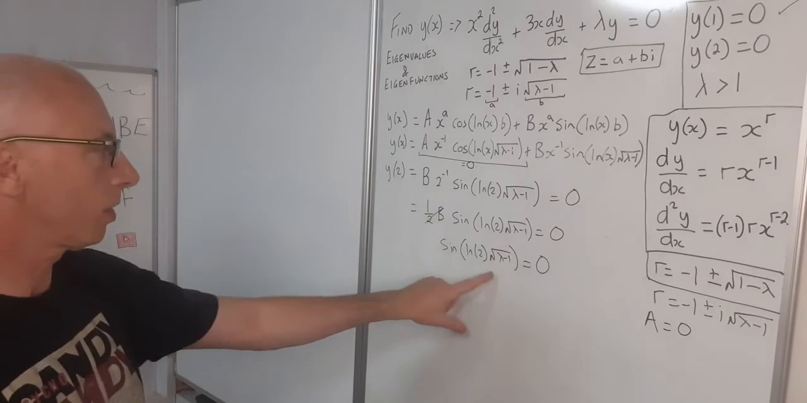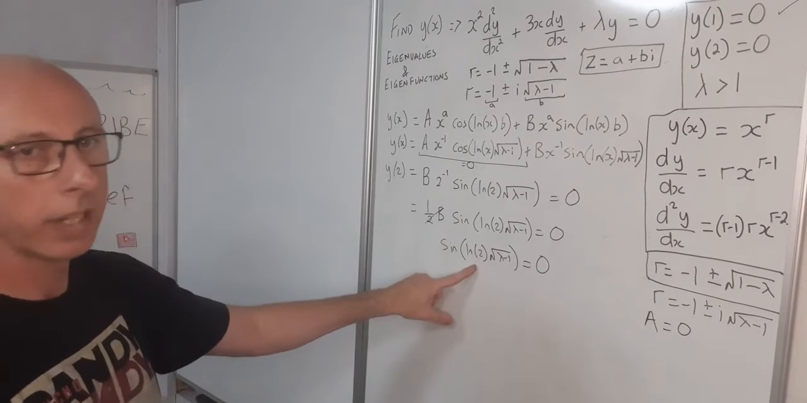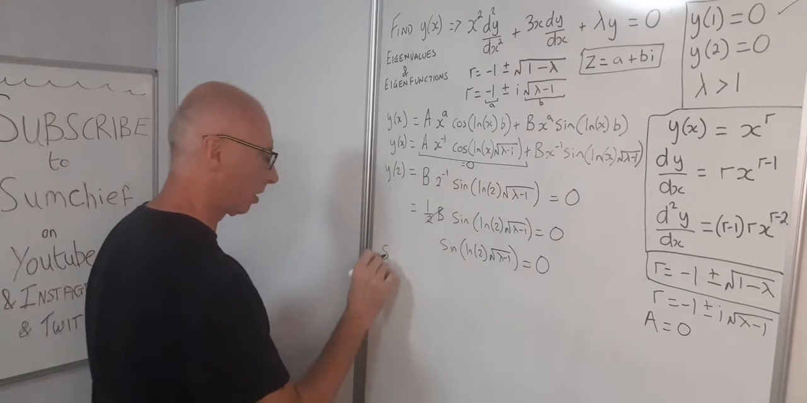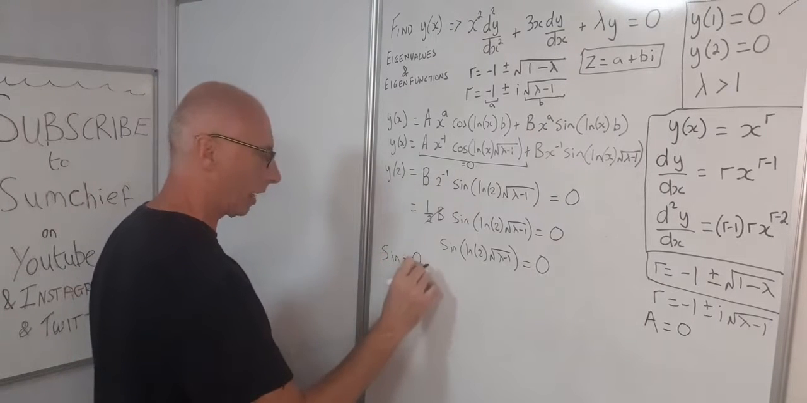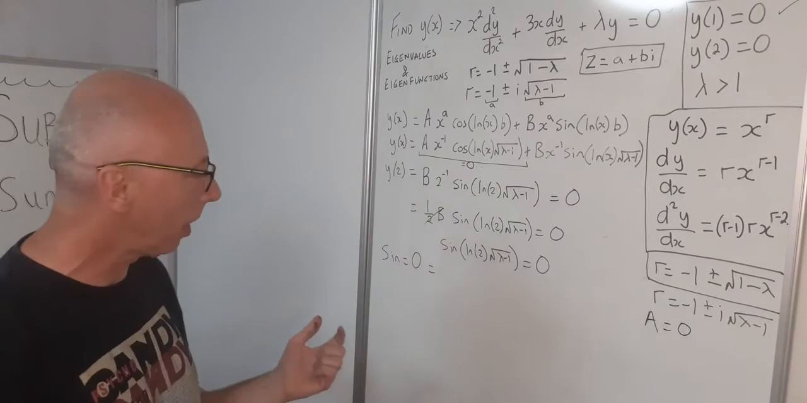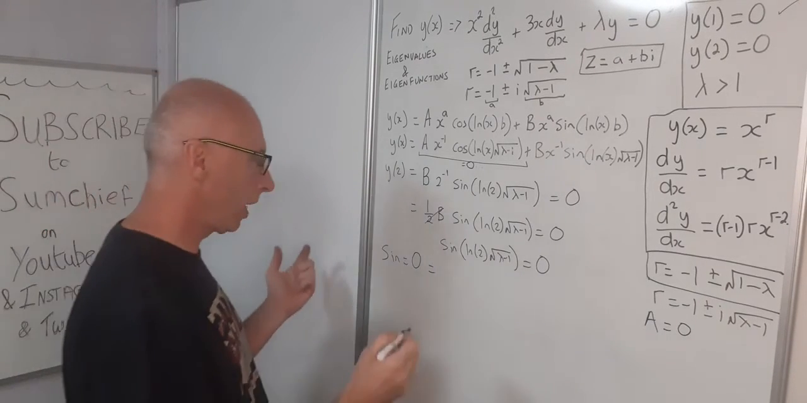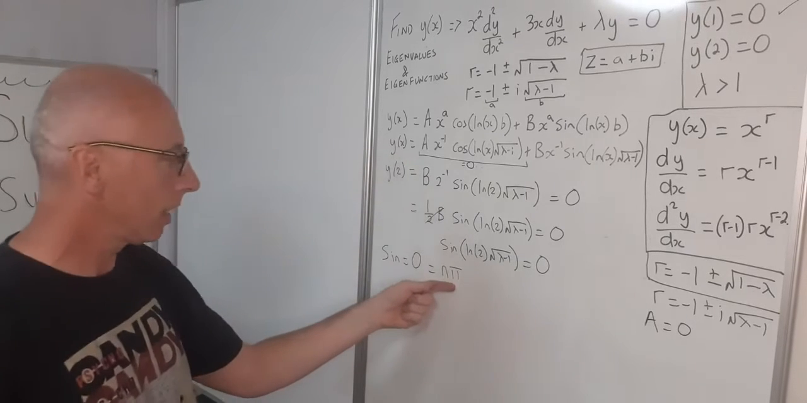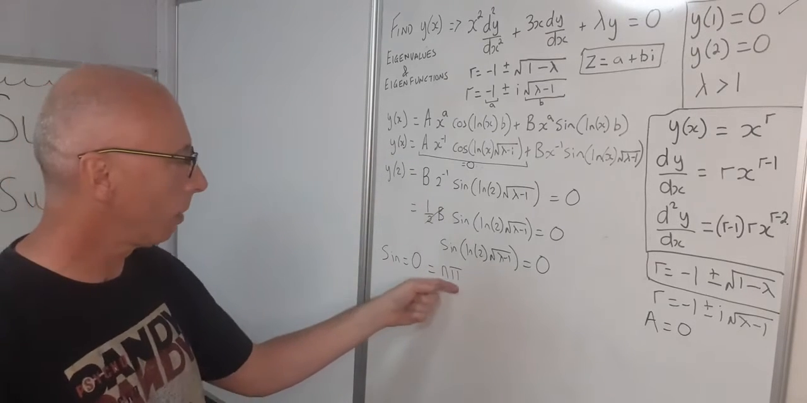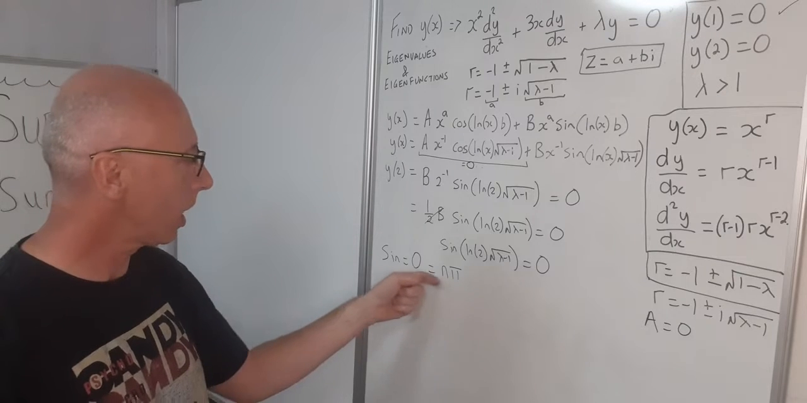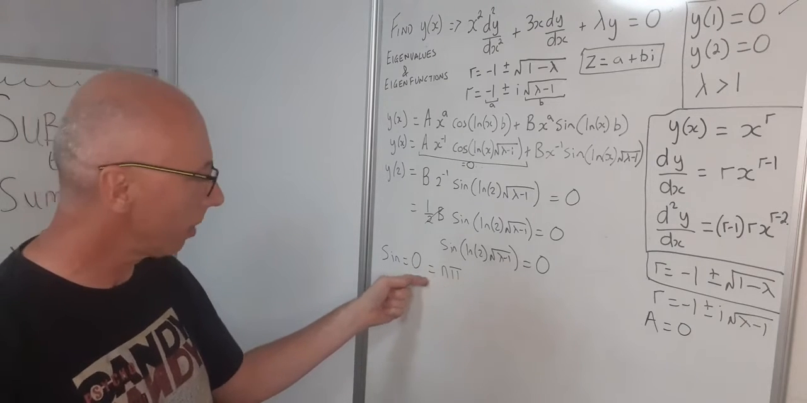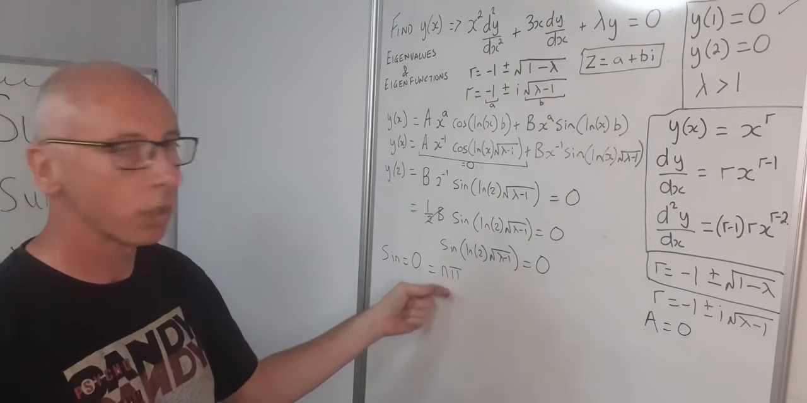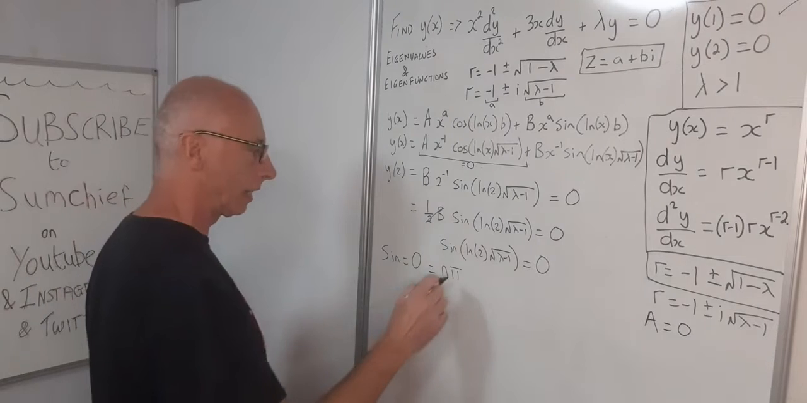Okay, so sine of something equals 0. So when is sine 0? Sine is 0 at n times pi intervals. So it's n times pi. Whenever n is 0, sine of 0 equals 0. When n is 1, sine of pi equals 0. When we get 2 pi, sine of 2 pi equals 0. So this we know is valid.